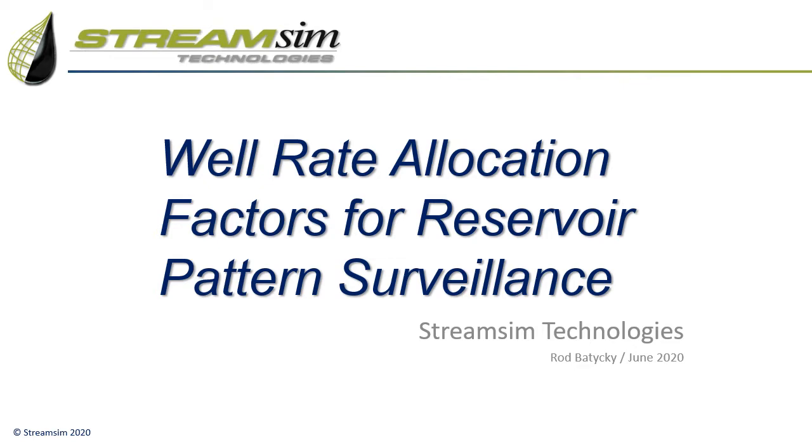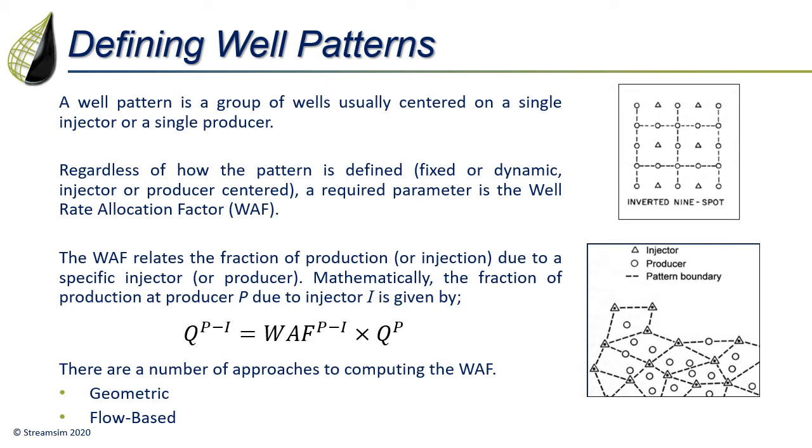In reservoir surveillance, a well pattern is a group of wells usually centered on a single injector, such as the inverted 9-spot patterns on the upper right. Regardless of how the pattern is defined, a required parameter is the well rate allocation factor, or WAF for short.